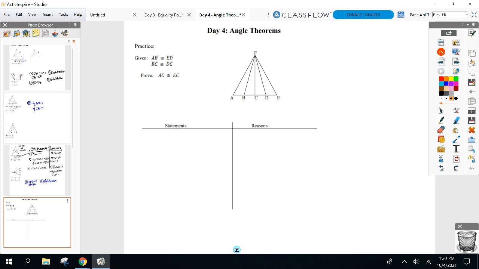All right, so go ahead. I'll give you about 2 minutes, and then we'll discuss. Write your givens in, mark your diagram, and then, all right, how do I get from the givens to the proof?